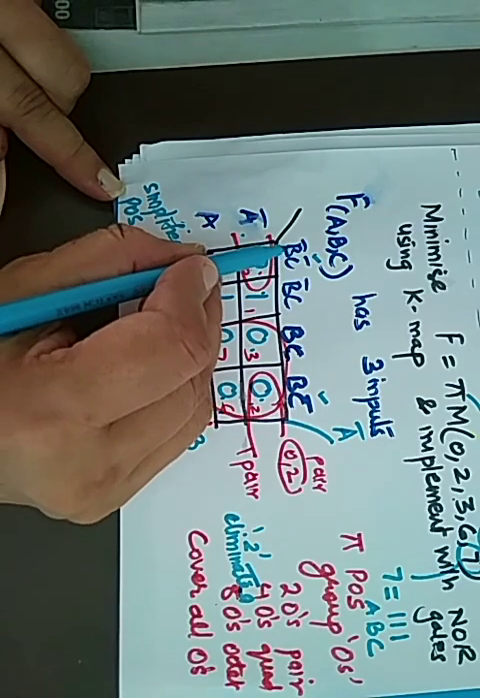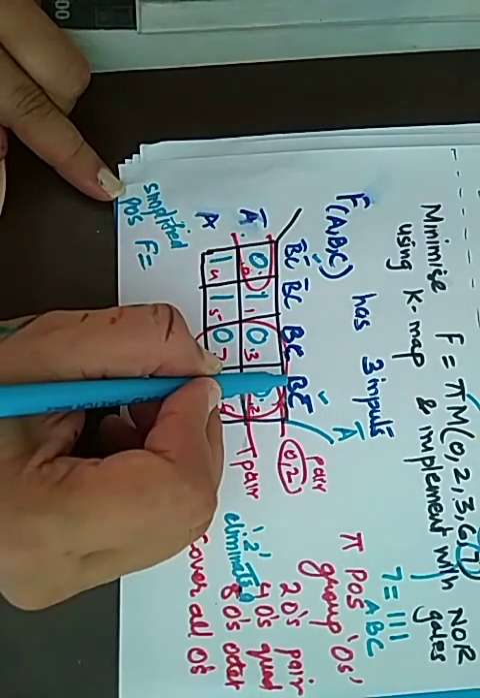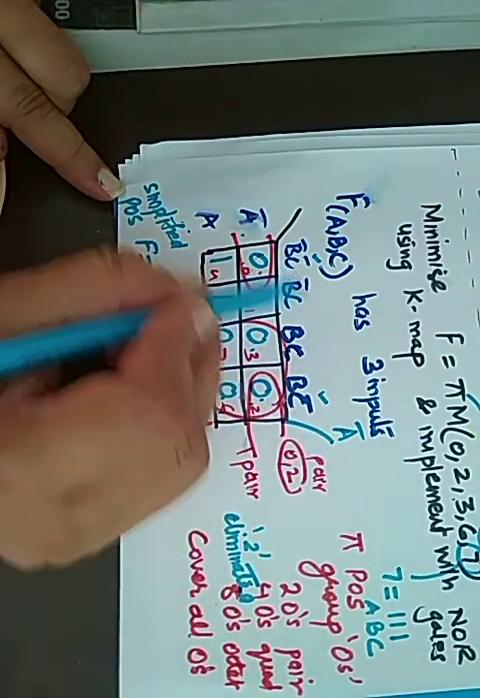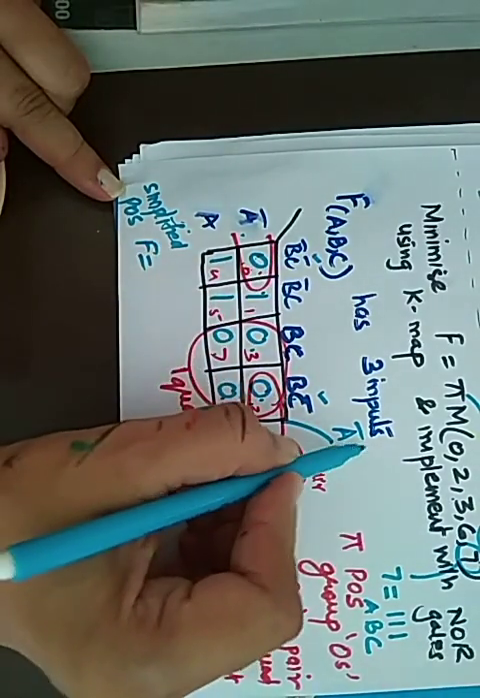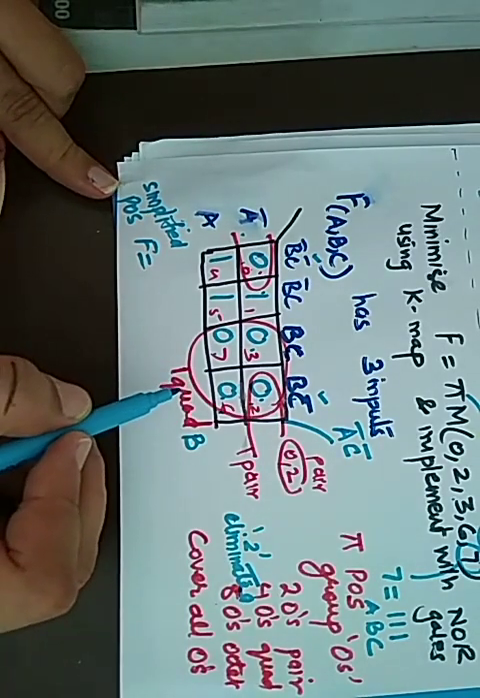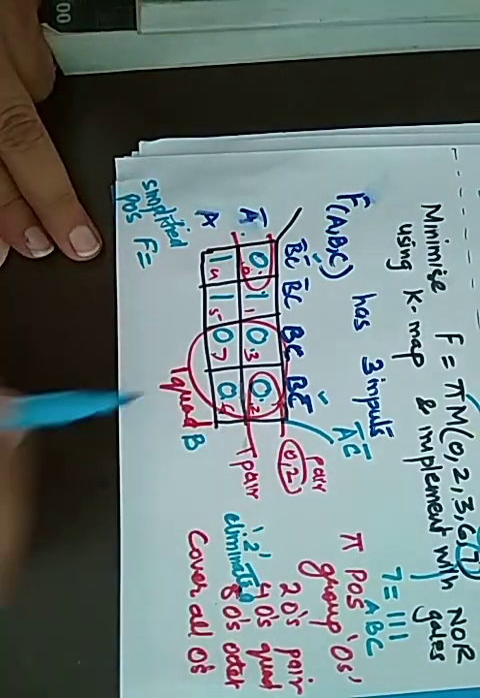From these two columns, we see that B bar, B is changing, so it gets eliminated. C bar, that is same, common. So we are left with A bar, C bar. Now we have found the values.